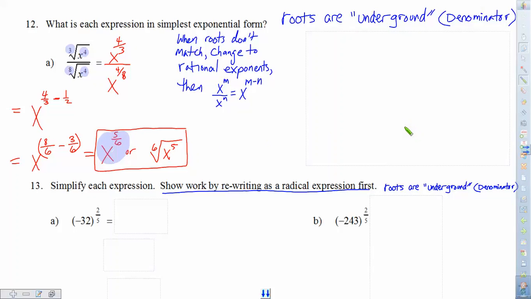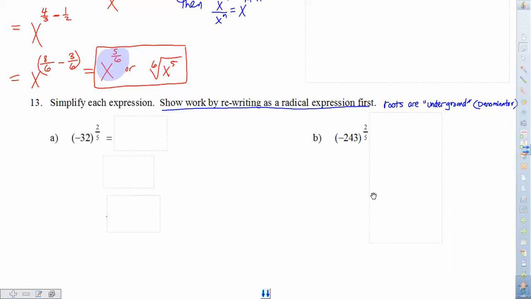Okay? B, absolutely no different. I covered that one up. You can definitely check that answer later. Alright, so let's take a look at number 13.